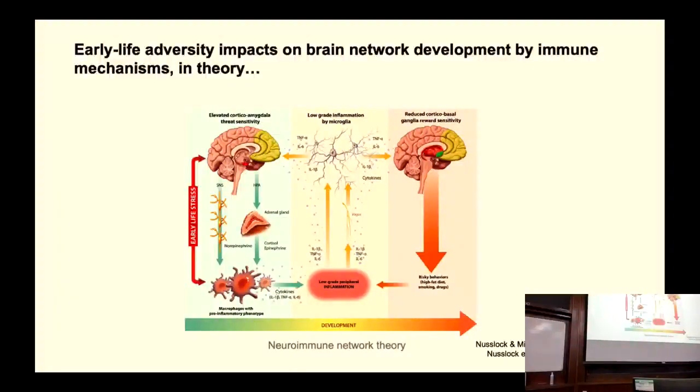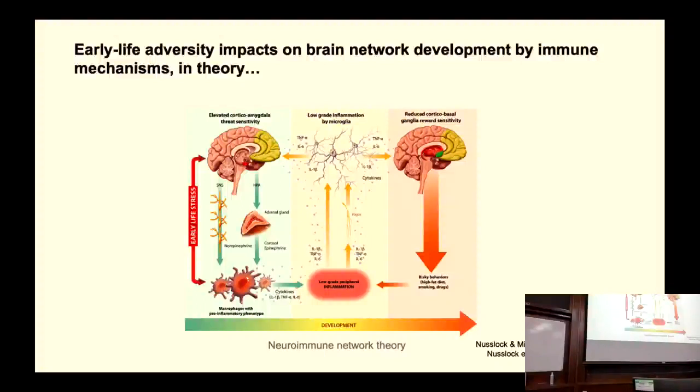Now, I said at the beginning I wasn't sure whether this was going to come to a conclusive point, and ultimately that's for you to decide. But what I would say is I'm not alone. In fact, I'm not even the first person to start thinking about this. There are papers by Robin Nusslock and Greg Miller in particular that have been pursuing this idea of a neuroimmune network theory for psychiatric disorders for some time.